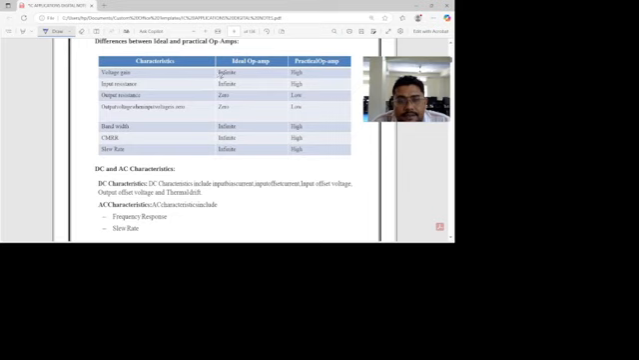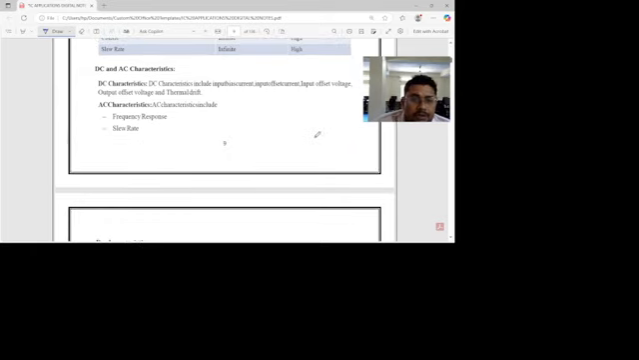So voltage gain is infinite in the case of an ideal op-amp, and in a practical op-amp it must be high. Input resistance is infinite in the ideal case, and in practical it must be high. Output resistance in an ideal op-amp is 0, but in practical it will be low. Bandwidth in an ideal op-amp is infinite, but in practical it must be high. CMRR is infinite in the ideal case and high in practical. Slew rate in an ideal op-amp is infinite, and in practical it is very high. Some characteristics of the op-amps we will discuss.